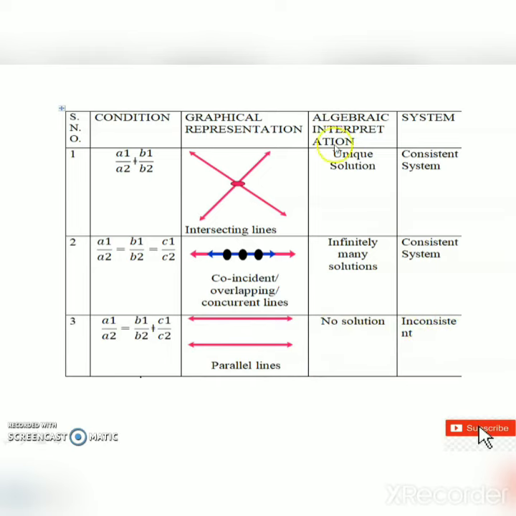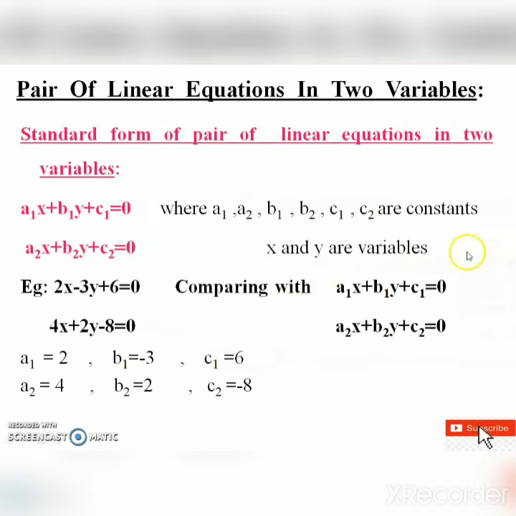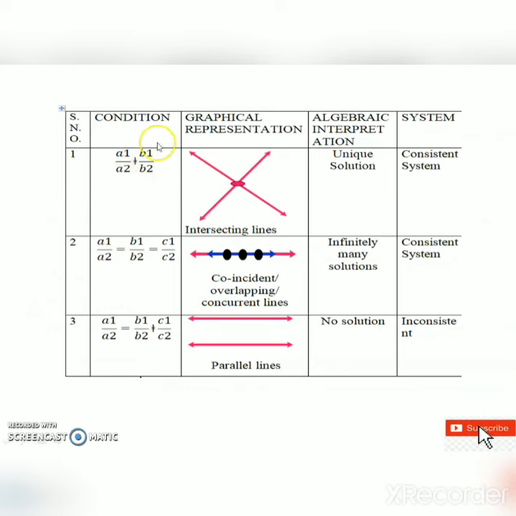So you can remember this table by the hints I have given, and please remember these conditions very carefully. When A1 by A2 is not equal to B1 by B2, you will have a unique solution and intersecting lines. When all the three are equal, coincident, overlapping or concurrent lines, and infinitely many solutions. When A1 by A2 is equal to B1 by B2 is not equal to C1 by C2, you'll have parallel lines and no solutions. How to know A1, B1, C1, A2, B2, C2? You can know by comparing with A1x plus B1y plus C1 is equal to 0 and A2x plus B2y plus C2 is equal to 0. You can know the values of A1, B1, C1, A2, B2, C2, and then you can substitute in this condition and find out.